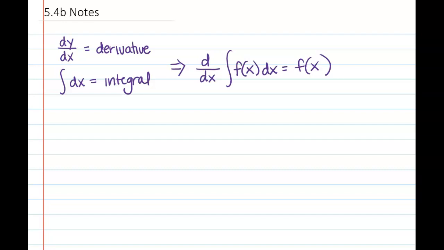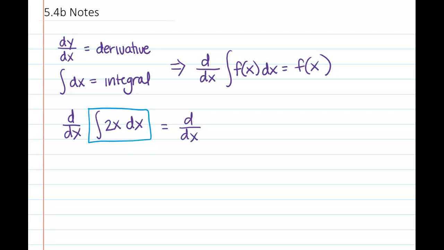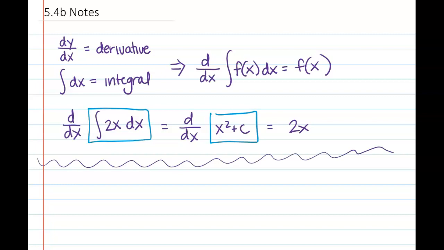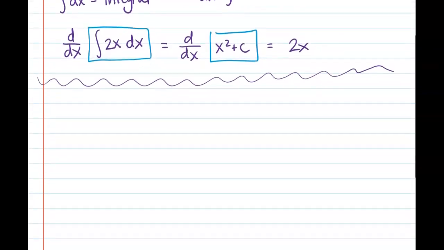So let's look at this. The derivative of the integral of 2x dx, so we're differentiating the integral itself, is the same as differentiating. So if you integrate 2x, if you antiderive it, you get x squared. So this is the same as the derivative of x squared plus c, which is 2x. All right, you may not see the purpose of that yet. You probably don't, but hopefully it made some degree of sense.